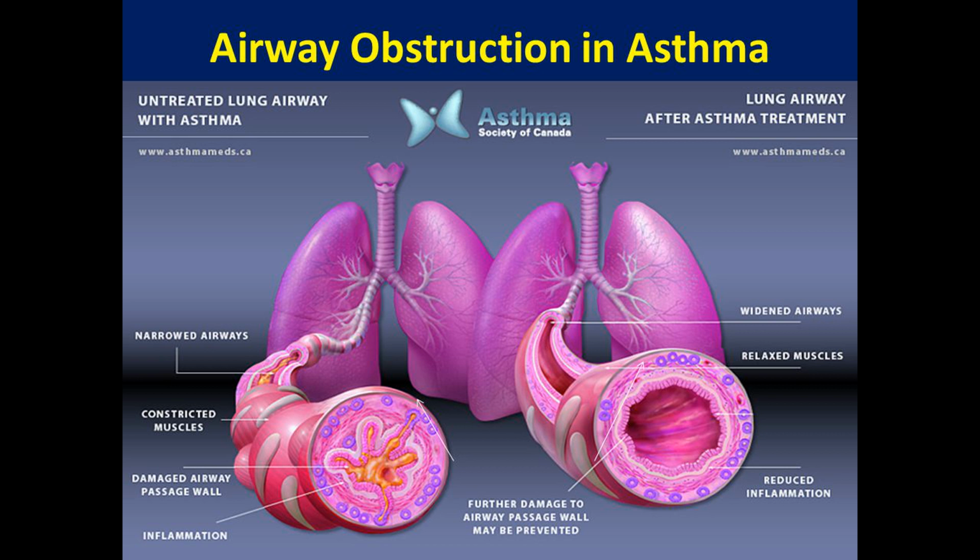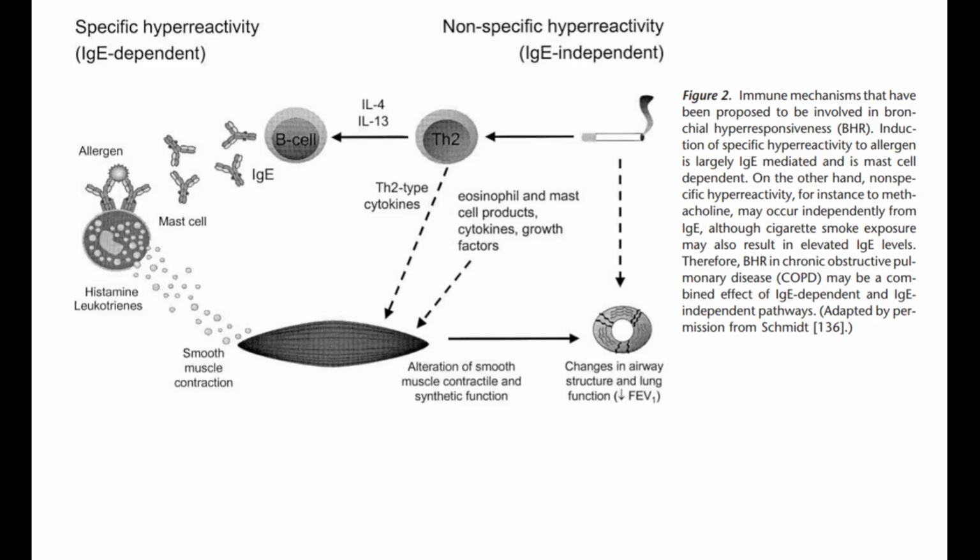These changes lead to a decreased ability to expel air and may result in hyperinflation. The resulting overdistention helps maintain airway patency, thereby improving expiratory flow. However, it also alters pulmonary mechanics and increases the work of breathing. Bronchial hyperresponsiveness.